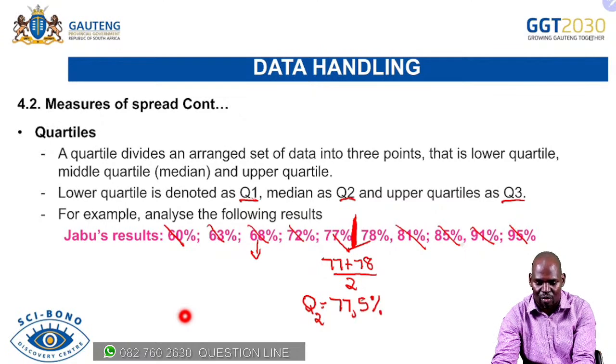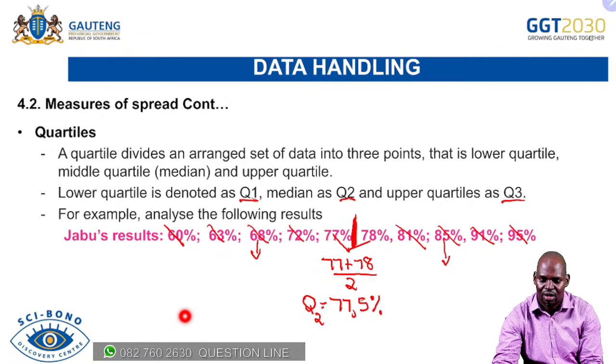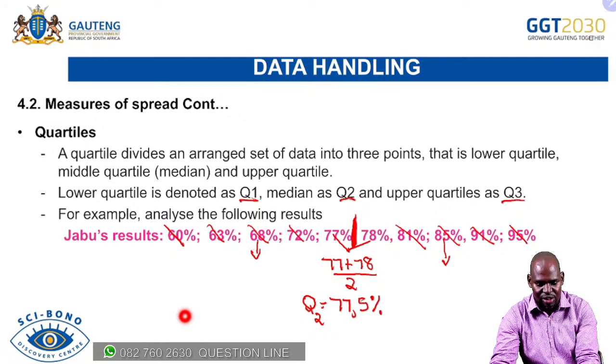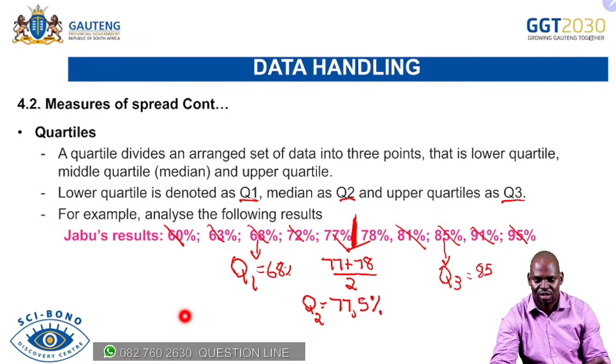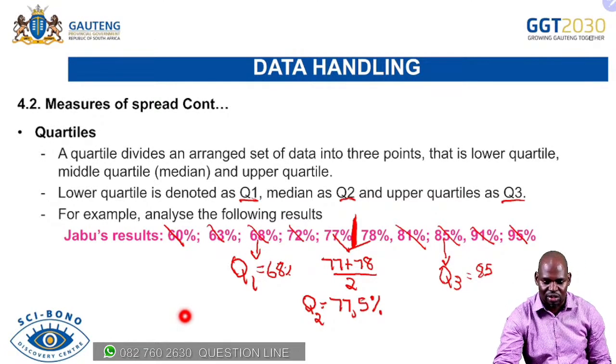Now 5 is an odd number, obviously there's only one number in the middle. So quartile 1 is on the left hand side of the median, and then quartile 3 is on the right hand side of the median. Okay, so in this case 68 is our quartile 1, and then 85 is our quartile 3. So this one we just indicate as 68%, and that one is 85%. So there's no need for calculations there. It's just a matter of identifying the value that is in the middle, and then we write it down.